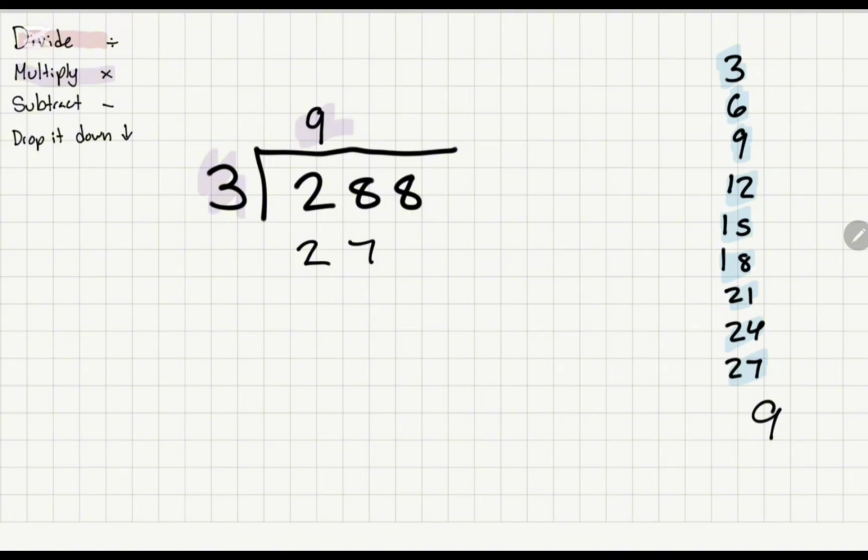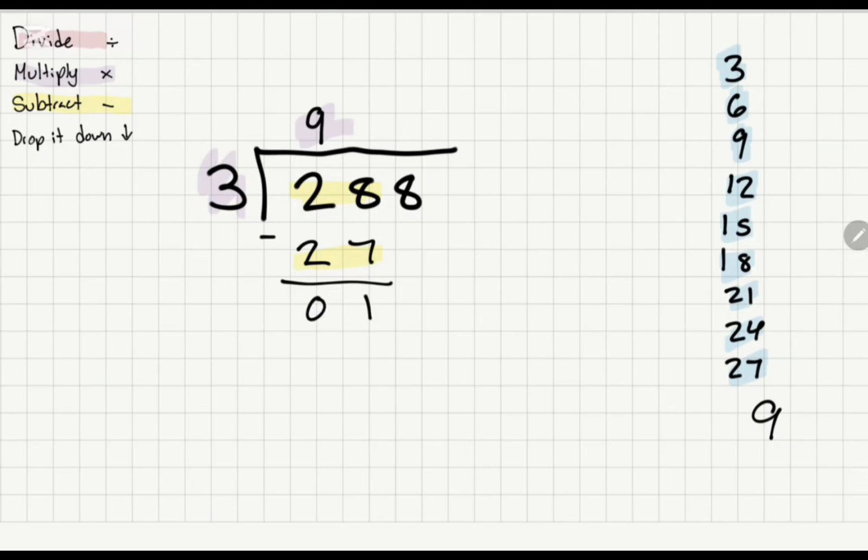Now our next step is to subtract. And I'm going to look at our 28 and our 27. So let me subtract that. 28 minus 27 equals 1.